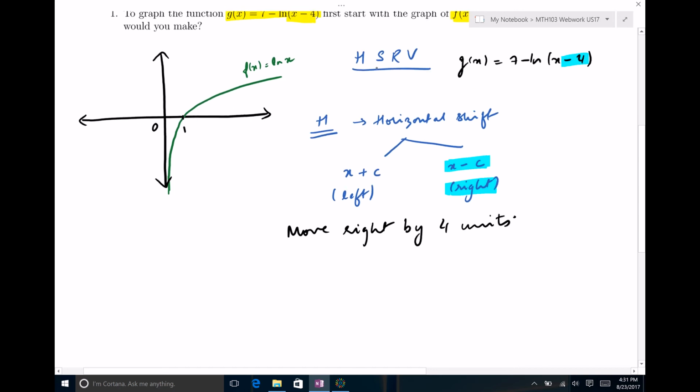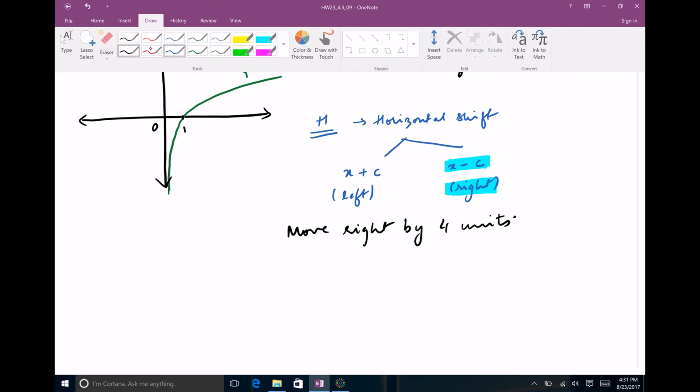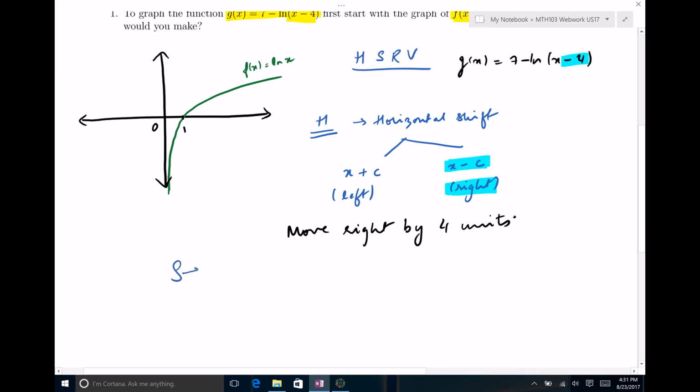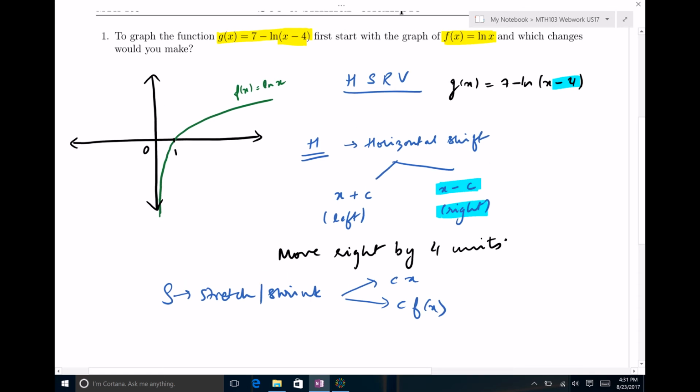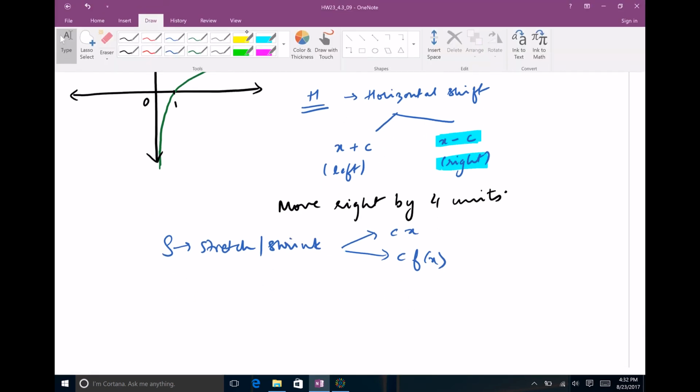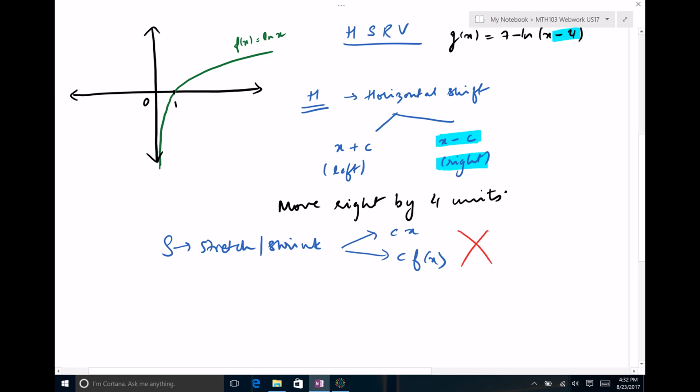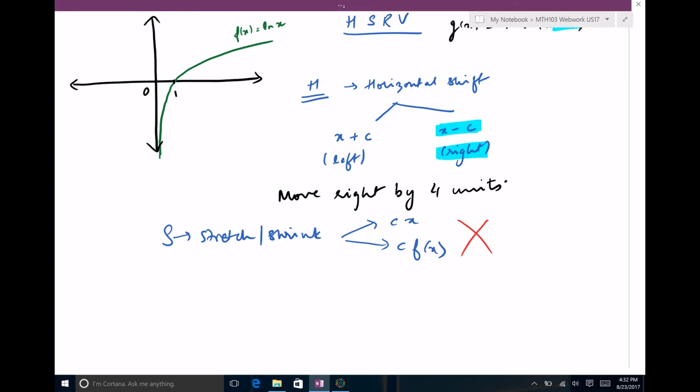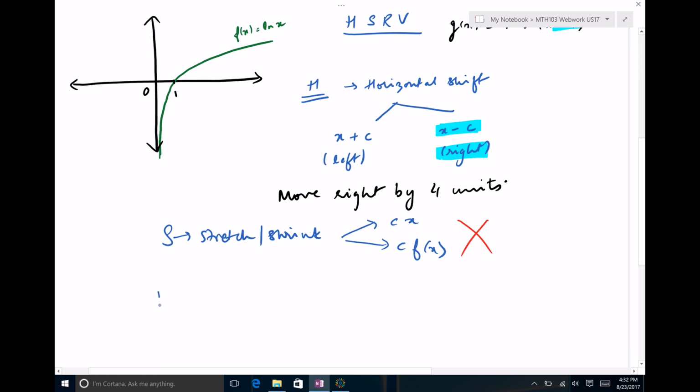The next step is to check if there's an S. Now, S asks if there is a stretch or a shrink. A stretch or shrink is characterized by either having a constant multiplied to your x term or a constant multiplied to your entire function. Now, in this function, you'll see that you have neither. You don't have a constant multiplied to the x, nor a constant multiplied to your function. So we're going to say that we don't really have a stretch or shrink situation. Okay. Next, we move on to R.